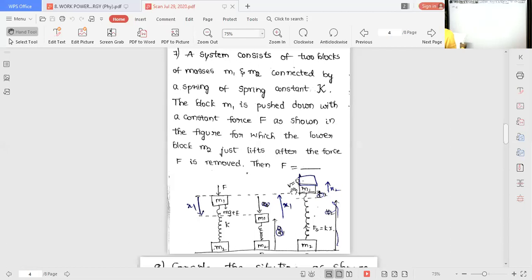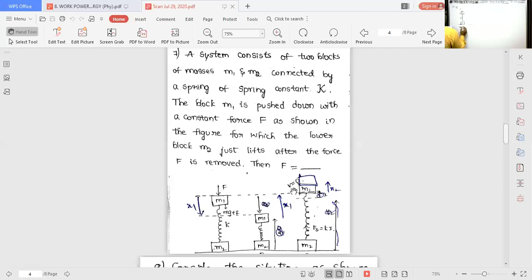A system consists of two blocks of masses M1 and M2. Here it is M1, here it is M2. A system consists of two blocks of masses M1 and M2 connected by a spring of spring constant K. The block M1 is pushed down with a constant force F as shown in the figure, for which the lower block M2 just lifts after the force F is removed. Then F is equal to question mark.